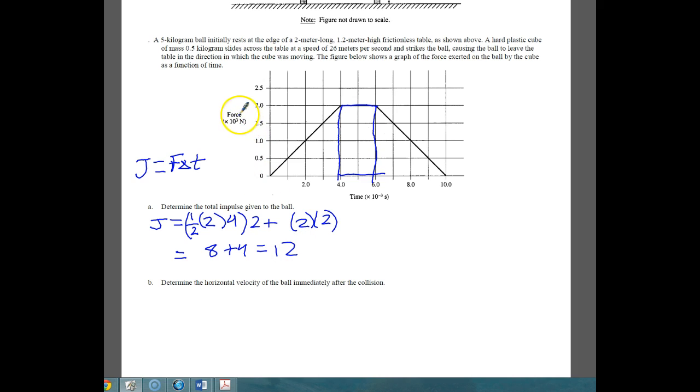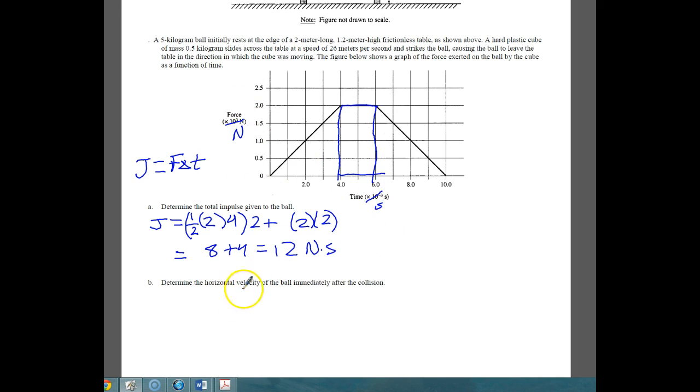Notice that these are in times 10 to the third newtons, and this is 10 to the negative third seconds. So what you could have done is just cross those off, and then you just have newtons and seconds, and it works out really well. They do that sometimes to try to confuse you. If you see the exponents are the same, but one is negative and one is positive, just cross those out. You don't need those.